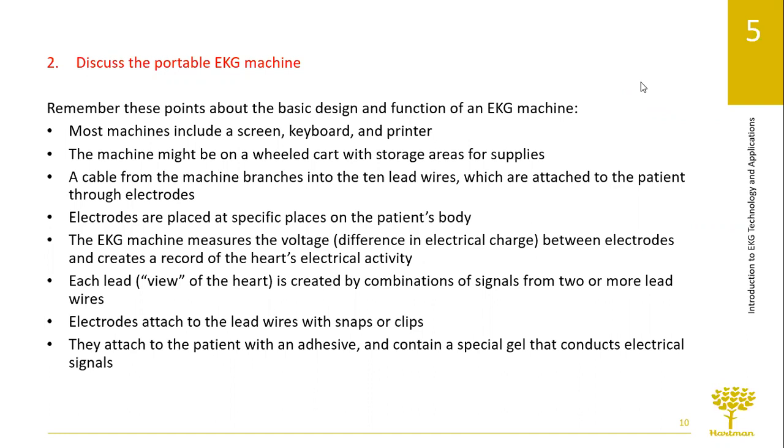You'll have 10 lead wires that give you 12 views of the heart, and I'll show you why whenever we get in class. There's actually only 3 electrodes that have to be placed in anatomical positions, and then all the other leads or electrodes are placed around those 3. And those wires are going to be either little clamps or snaps that connect to the electrodes.